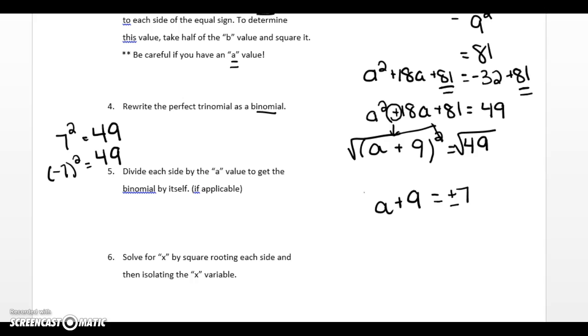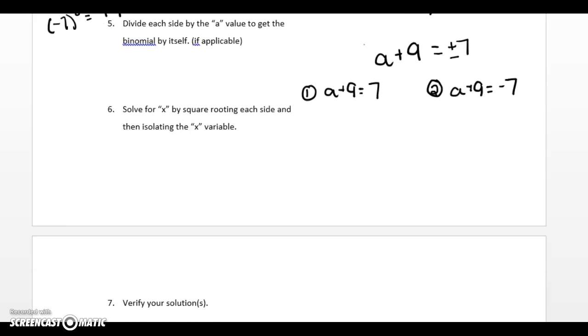So then in order to solve this, we have to break this up into two little scenarios. What happens if 7 was positive, and what happens if it were negative? So we're going to rewrite this equation. So a plus 9 is equal to, the first time we're going to take positive 7, and in the second little scenario, we're going to have negative 7. And then we're going to solve for a.